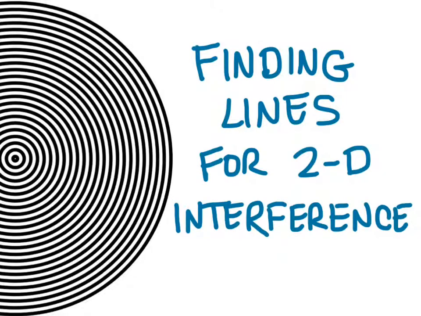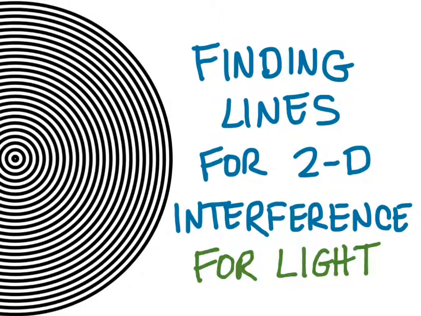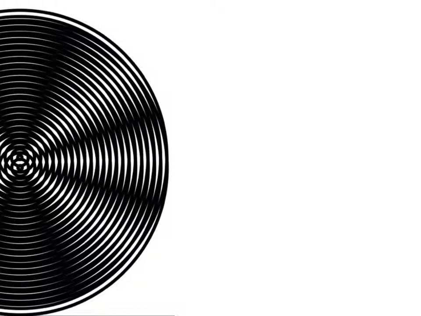Welcome to the continuation of the lesson on finding lines for 2D interference. We'd like to expand what we did before and talk a little bit about finding the locations of constructive and destructive interference for light. So if we have two sources separated in two-dimensional space in front of the sources, you get these lines of constructive and destructive interference.